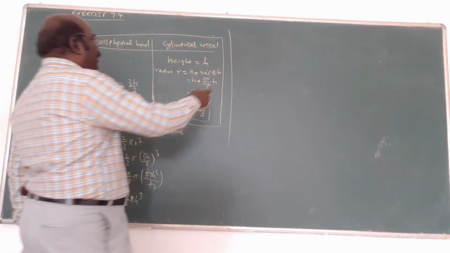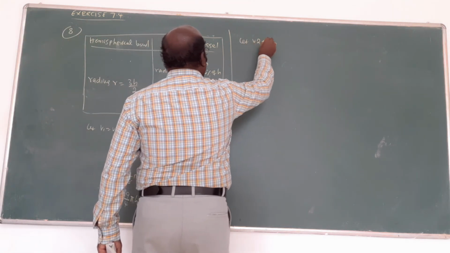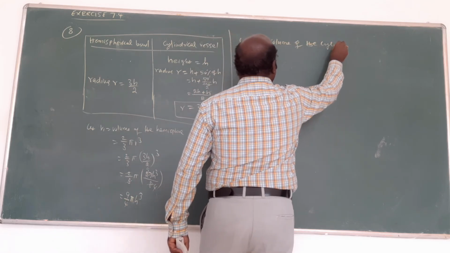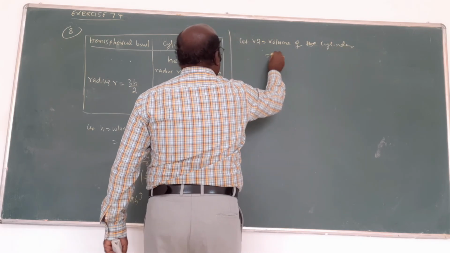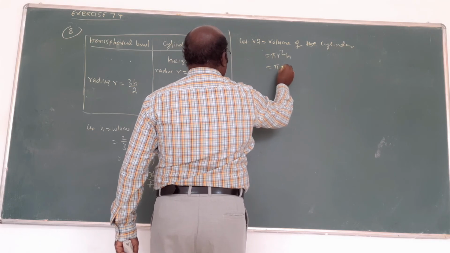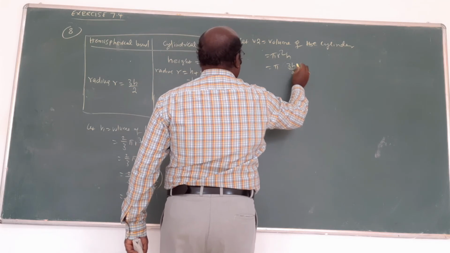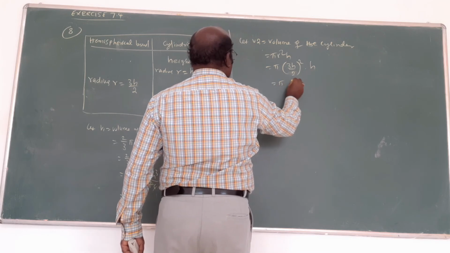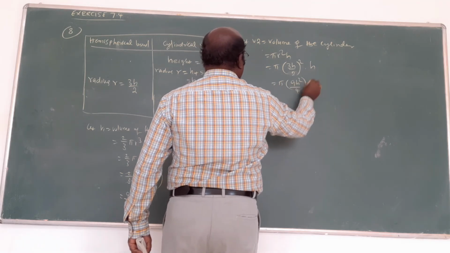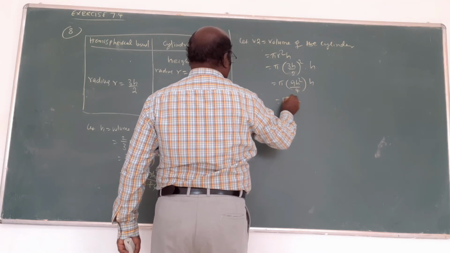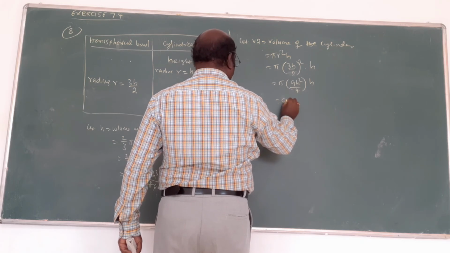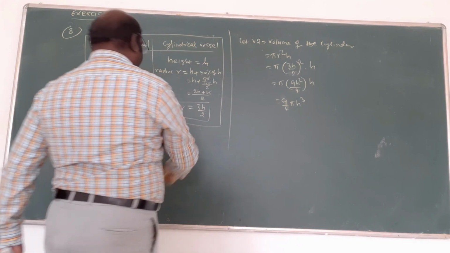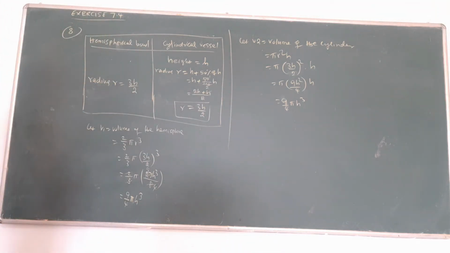Similarly, find the volume of the cylindrical vessel. V2 equals the volume of the cylinder. What is the formula? Pi r square h. r is 3h by 2, whole square, into h. Square is 9h square by 4, into h. Multiply pi. The answer is 9 by 4 pi h cube. Both the values are equal.